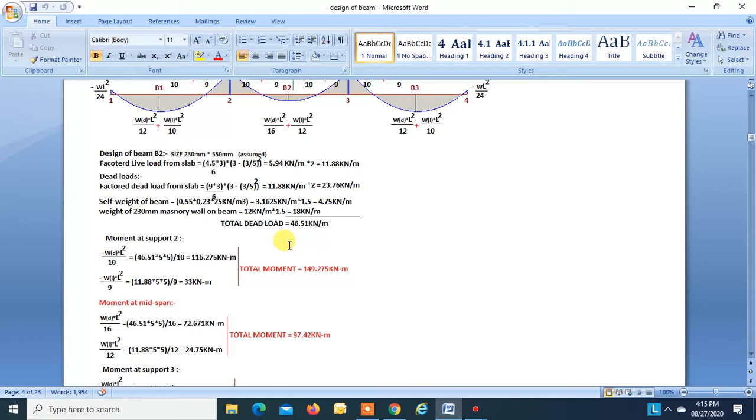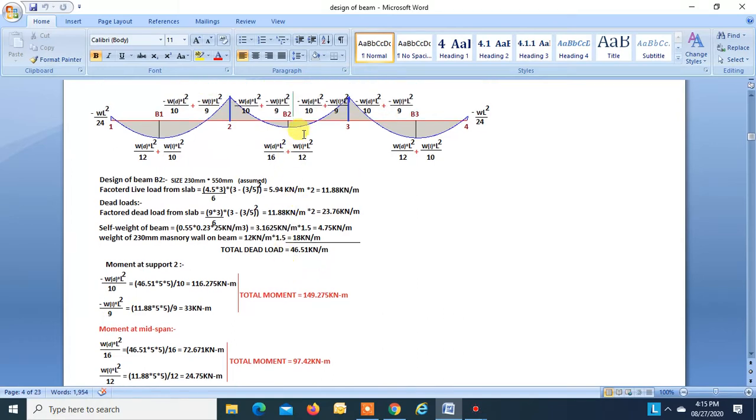Now let us put these loads in this formula and find the moment. Moment at support 2, this is support 2, so over here. This will be the moment due to dead load, so this is 116.27. This will give the moment due to live load, so that is 33 kilonewton meter.